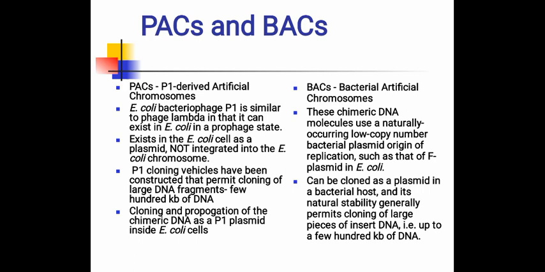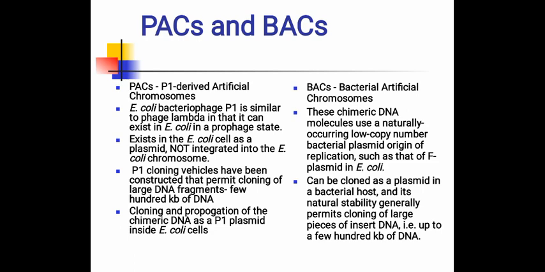PACs, P1 derived artificial chromosomes, and BACs, bacterial artificial chromosomes. E. coli bacteriophage P1 is similar to phage lambda in that it can exist in E. coli in a prophage state. This chimeric DNA molecule uses a naturally occurring low copy number bacterial plasmid origin of replication, such as that of the F plasmid in E. coli.